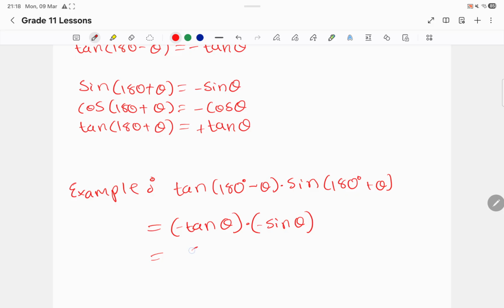But we know that tan is the same as sine theta over cos theta, times sine theta. Don't worry, the negatives can cancel, right? So what do we have here? We're going to have sine squared theta over cos theta. So this is when we have reduced it. This is how we apply reduction angles or the reduction formulas.